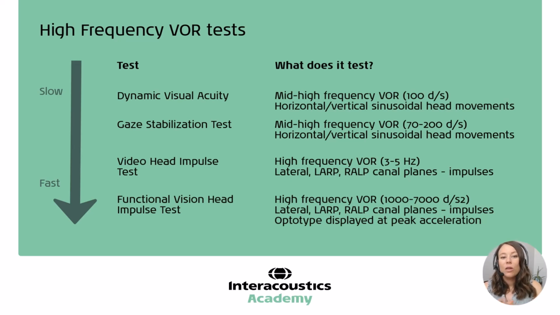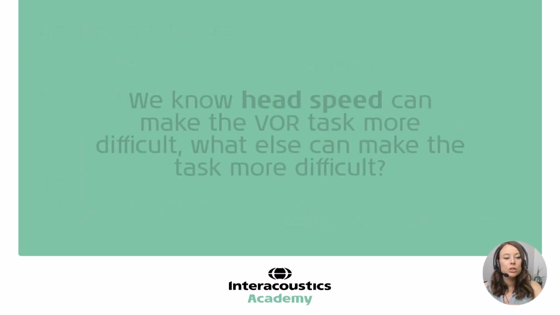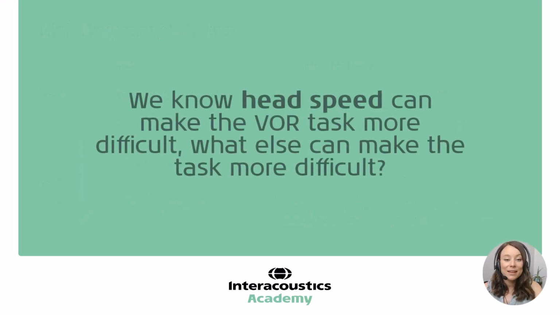And we know that the things that these high frequency VOR tests evaluate are a little bit different because they're different speeds, they're different canals. Our DVA and GST are up and down and left and right movements, whereas our vHIT and fvHIT look at those canal planes. So we have to start looking at these tests in a few different manners to decide what questions we are trying to answer about that patient. We know that head speed is one thing to consider when you're trying to choose a VOR task. Because for your patient, you may want to start with something slower and make sure that they can achieve that and then make it more difficult if they do well.